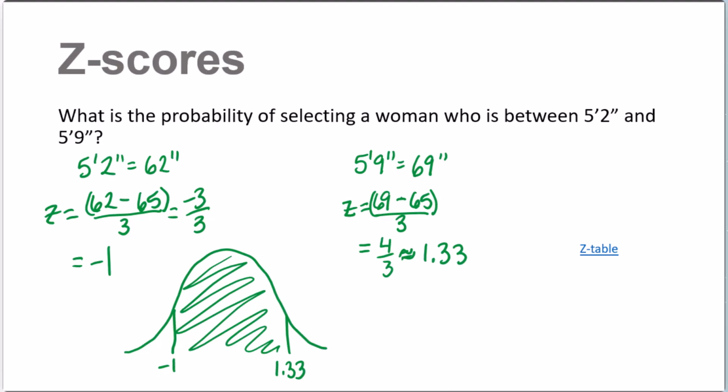Now, if I go back to my z-score table, I can look up the z-score -1 and the z-score 1.33, but the values it's going to give me are just the area to the left for each one of those points. So we have to adapt this and say, okay, if I find the area to the left of -1, and then separately I find the area to the left of 1.33, I can find the area in between them by just subtracting the two.